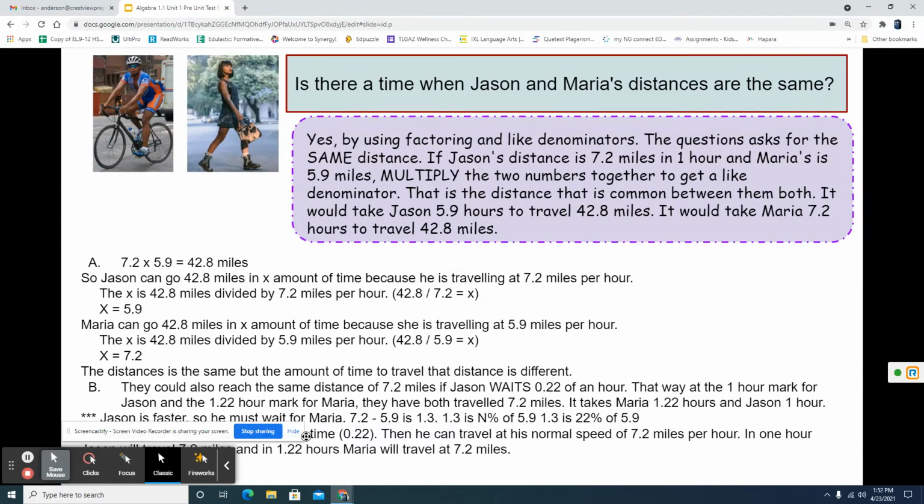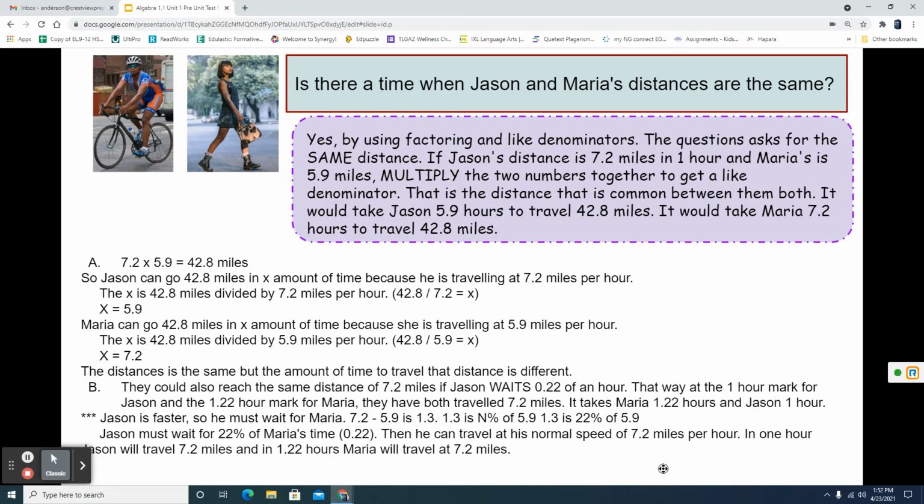when you see it on the test. It is quite nebulous because it's kind of open. Is there a time when their distances are the same? Well, let's take a look at B. They could also reach that same distance, and for this I'm just using the top distance of 7.2 miles.